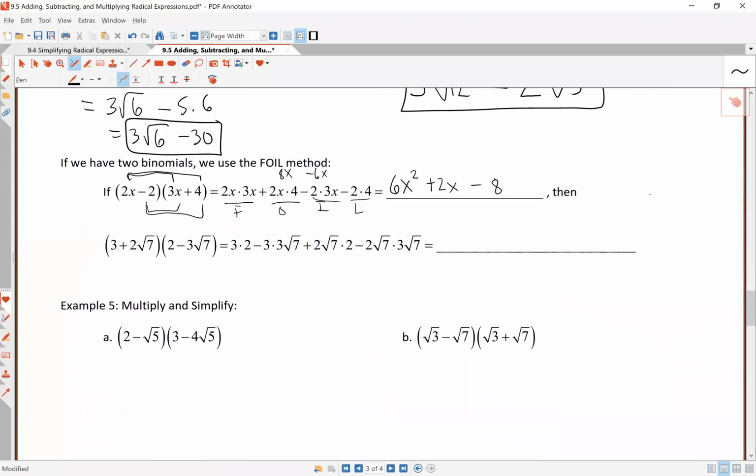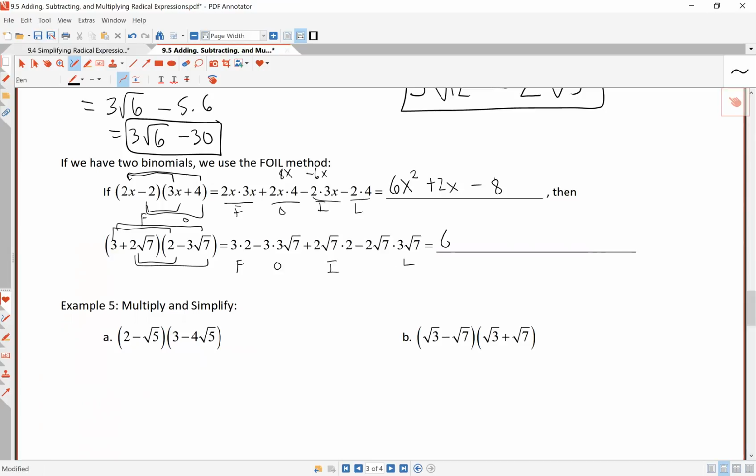So if we apply that same procedure with two binomial radical expressions, we take the product of the first, 3 times 2. The outsides, negative 3 times 3 root 7. The insides, 2 root 7 times 2. And the last terms, 2 root 7 times 3 root 7.